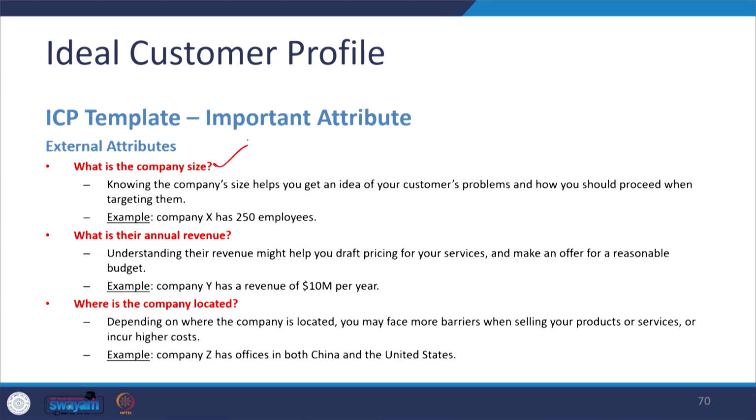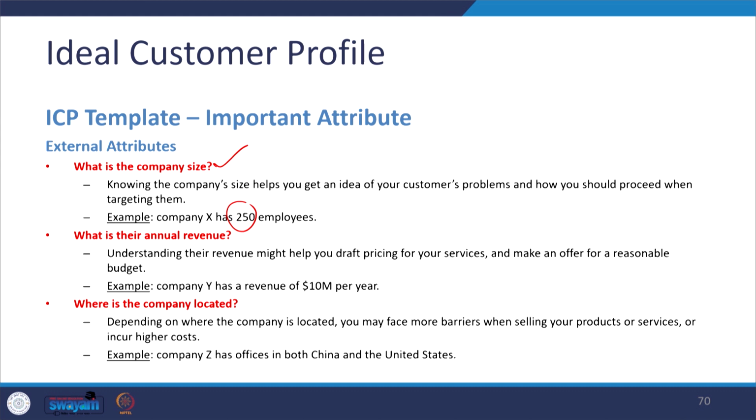So for the ICP template, there are some important attributes. There might be repetition, but this is more in detail about what exactly we are doing here. First, try to cover the external attributes. For example, what is the company size? Knowing the company size helps you get an idea of customers' problems and how you should proceed with targeting them. Like for example, company X has only 250 employees.